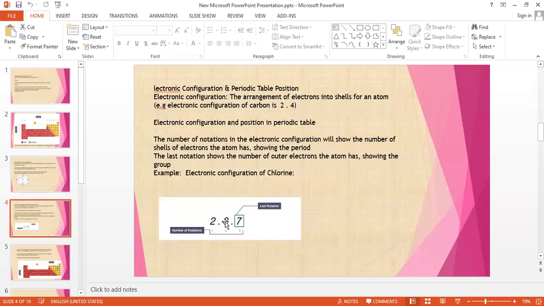8 plus 7 means 15, plus 2 means 17. What is the element name with 17 electrons? Do you know? Can you tell me the element name of the electron configuration 2, 8, 7? Write down the name of the element.